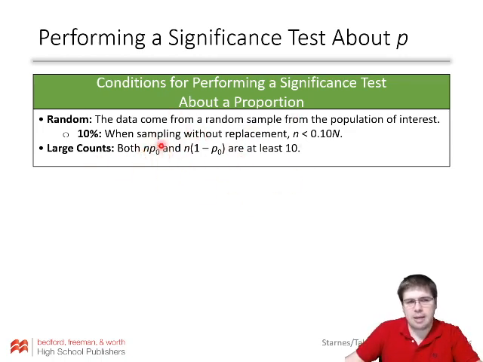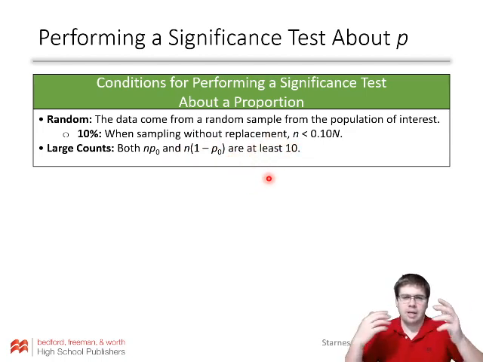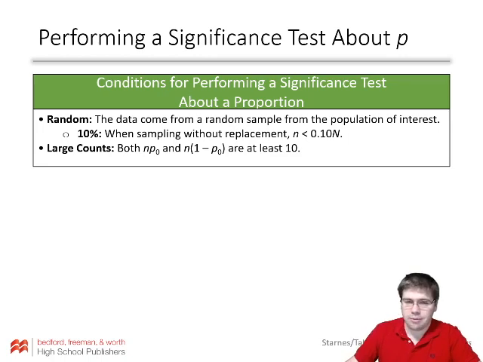And so we check n times p and n times 1 minus p. It'll be written in the null hypothesis. But that needs to be at least 10, and that satisfies our large counts condition, so we can actually use a normal distribution. And some z-scores are going to get involved here, and so we can do some normal calculations.